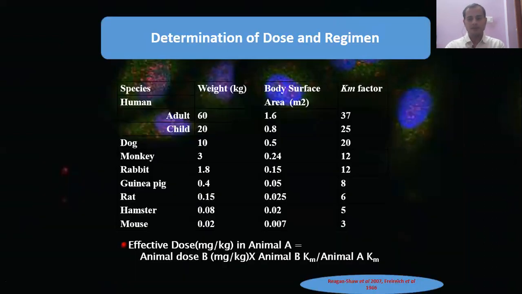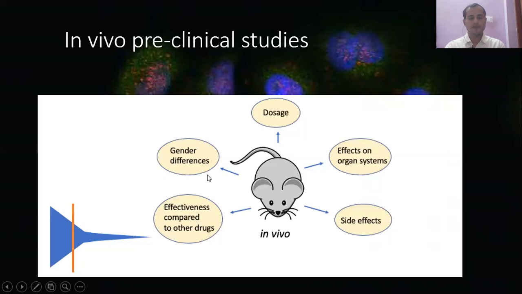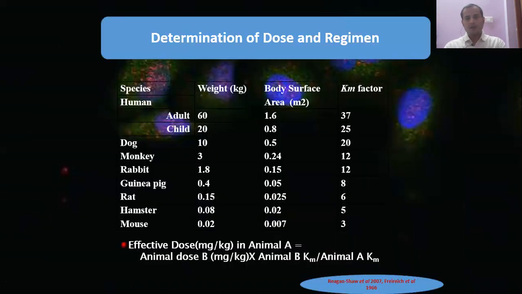And then we will calculate the gender difference. It means whether it's working more in females or males, what are the differential effects in males and females. And then you will ask how we go from mouse or monkey to human. So there is a formula. It's not very accurate, but at least we have something.